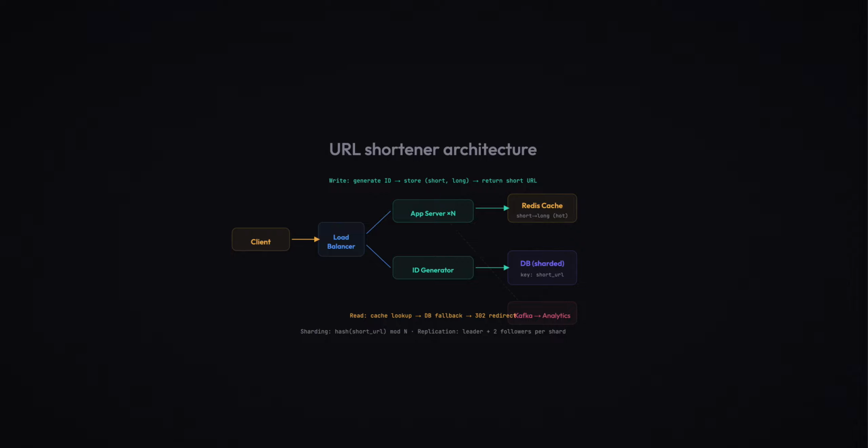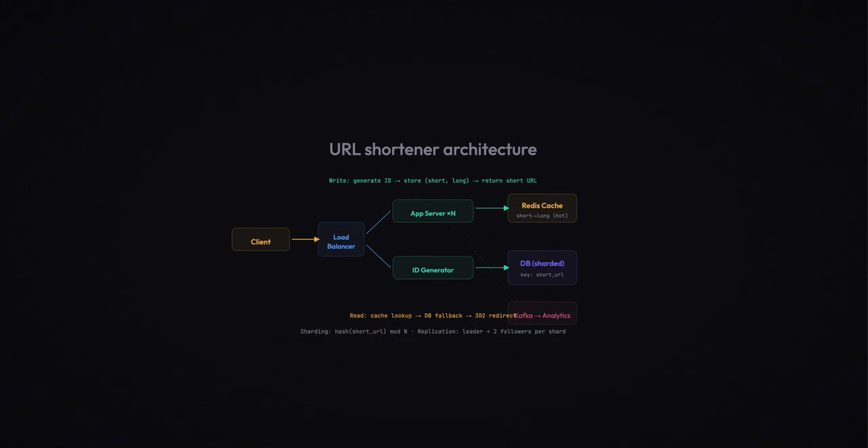client. The read path: a client requests a short URL. The app server first checks a Redis cache. Hot URLs are cached for fast lookup. If it's a cache miss, it queries the database. Either way, it returns a 302 redirect to the long URL.